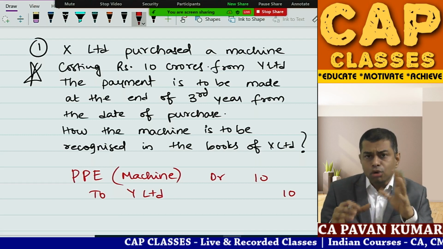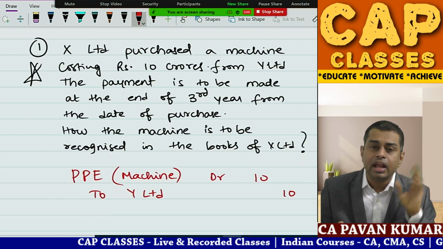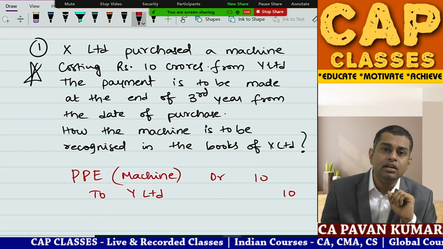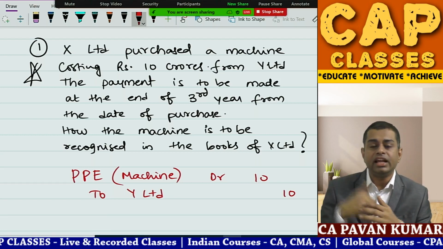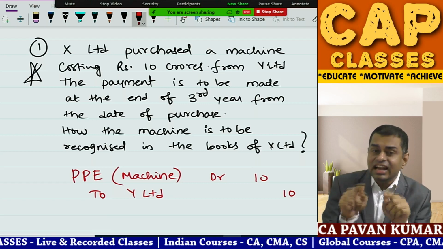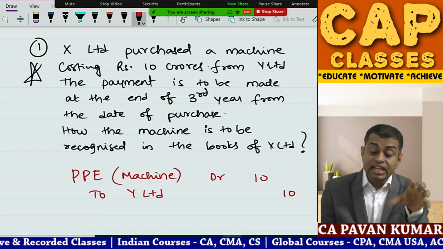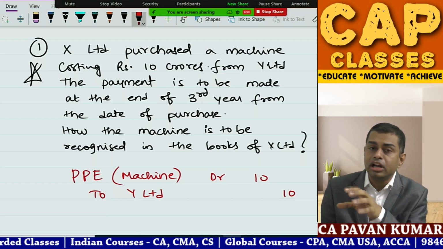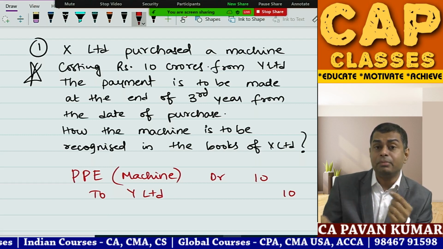I said, I do not want this extended credit period. If I pay you cash today, at what price will you give this machine to me? Then Y Limited said, 9 crores. Give 9 crore rupees, take this. Then logically, substance over form, X Limited is paying 9 crore rupees towards procurement of that property, plant and equipment. For acquiring that property, plant and equipment, they are paying 9 crores.